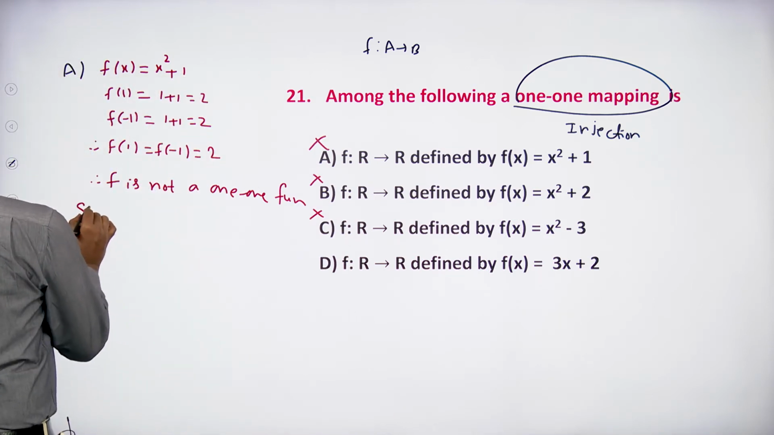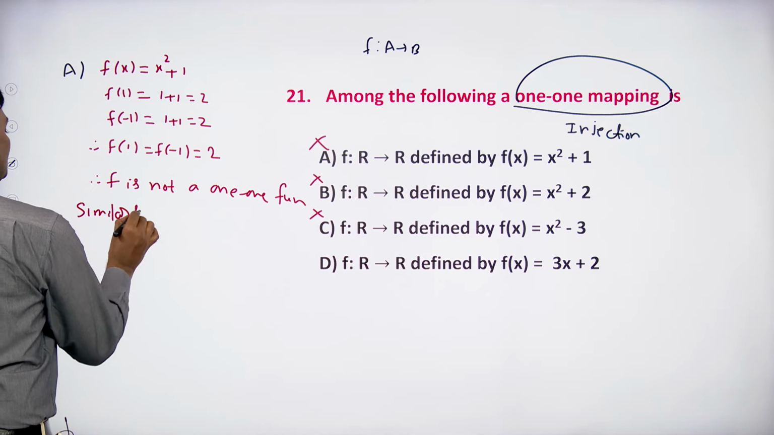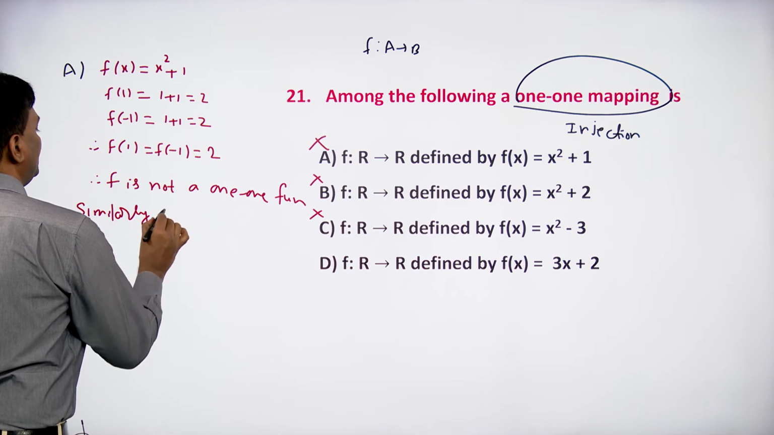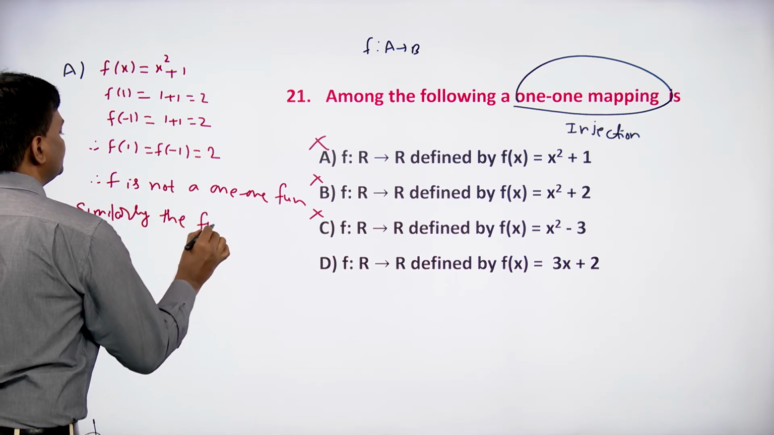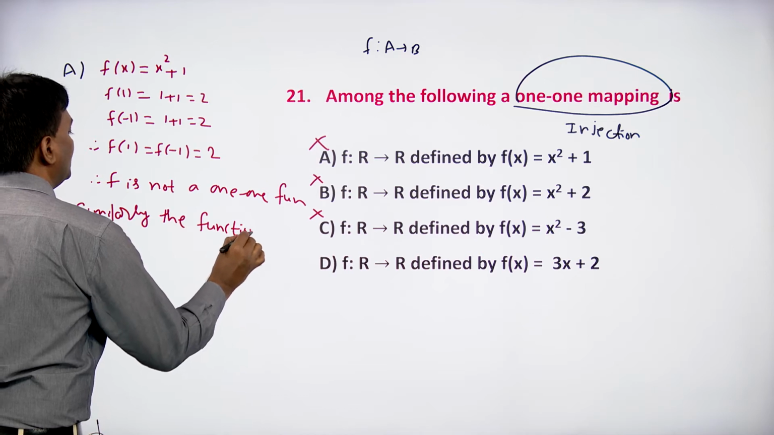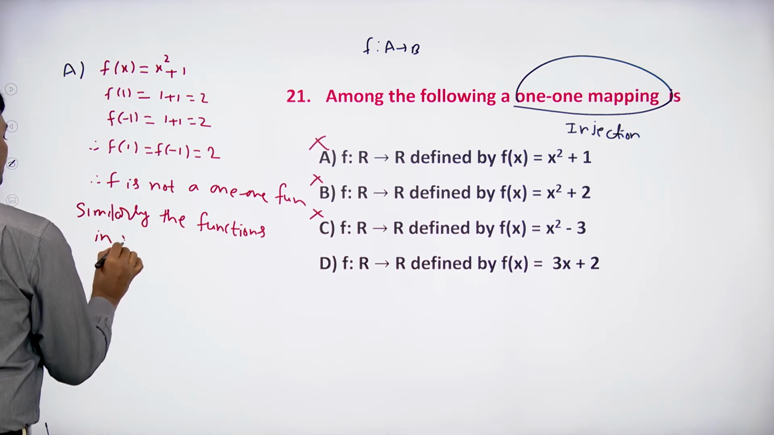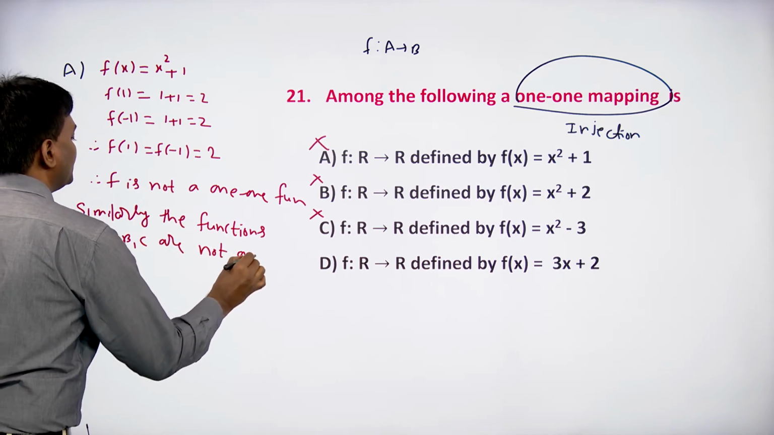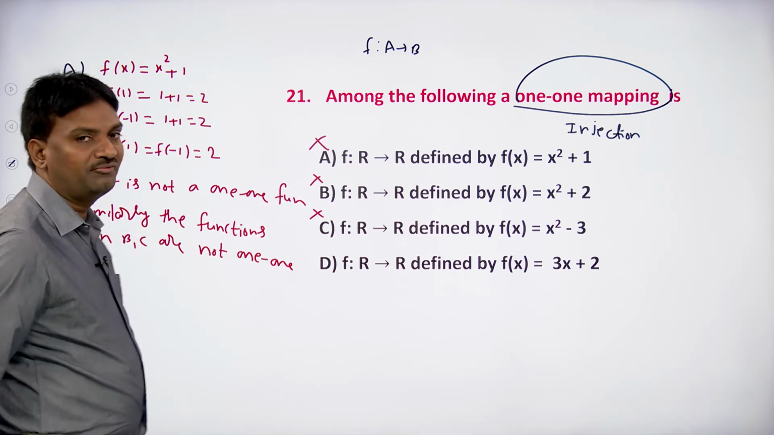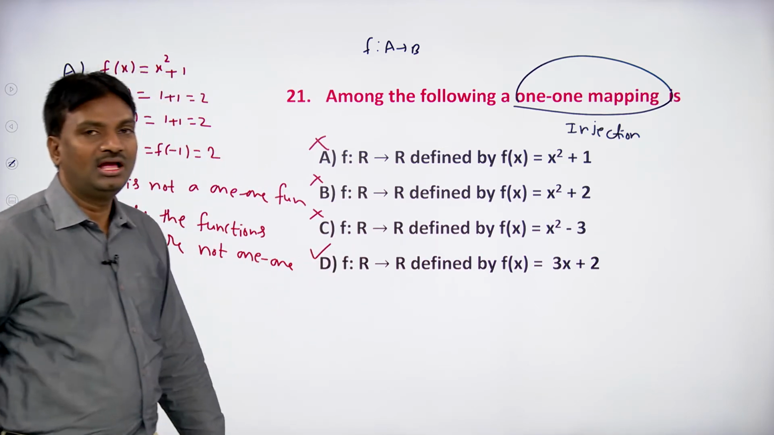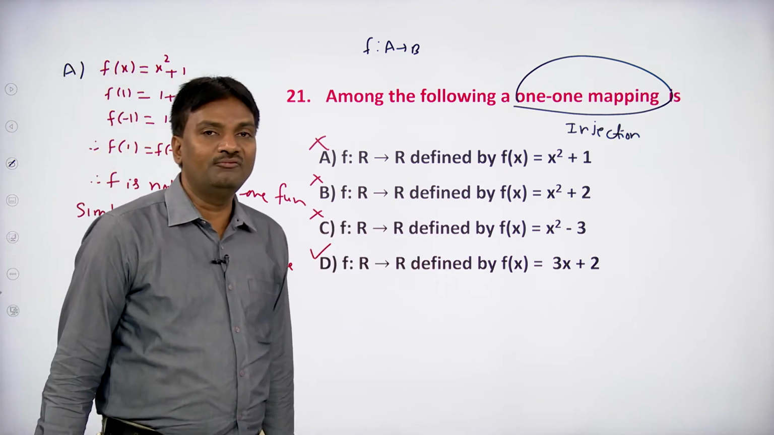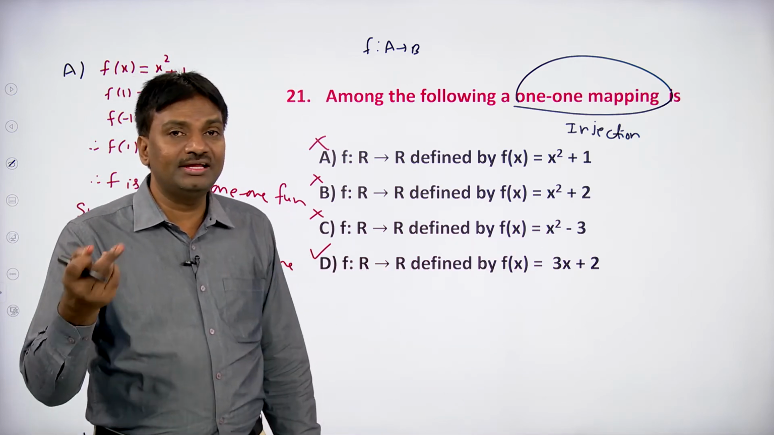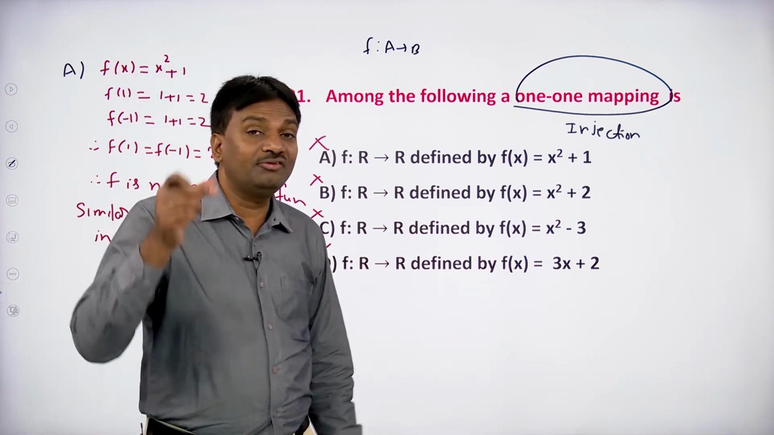Similarly, the functions in options B and C are not 1-1 functions, so A, B, C are not good, so directly we can take D. Or, if you want to check whether it is a 1-1 function or not, here the function f of x equal to 3x plus 2. In place of x, by taking different values, you will get different images.